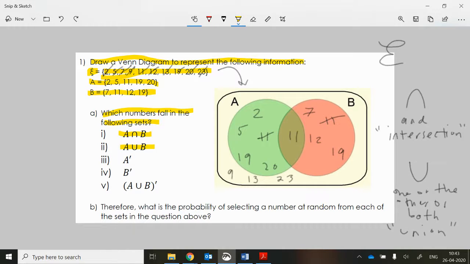Okay, then this next thing, so which numbers fall into the following sets, A dash, but A dash means not A. Sorry, not A, not A. Okay, so essentially it's saying what's not in A. Well, what's not in A? Well, all of this stuff is in A, so it's everything else that we're interested in there. We're interested in this, this, this, this, this, and this. So those are going to be your answers for that question.